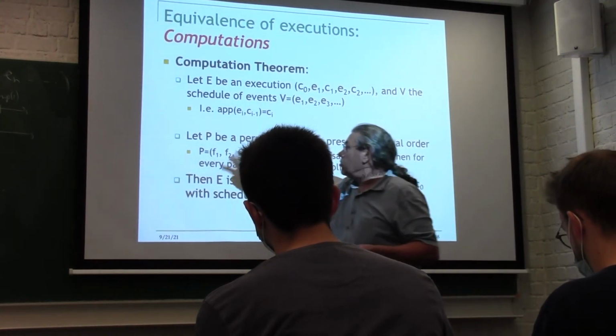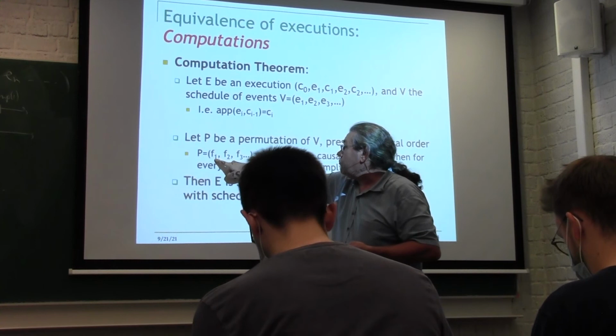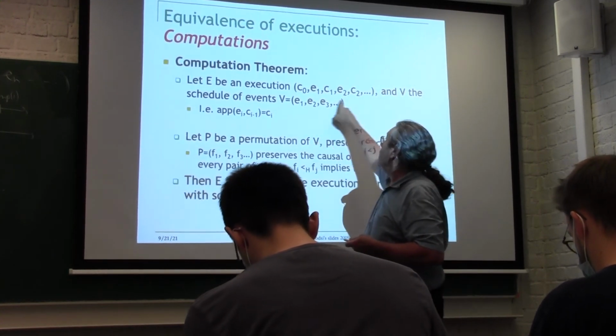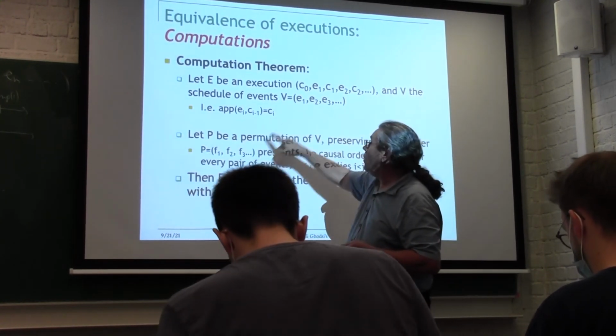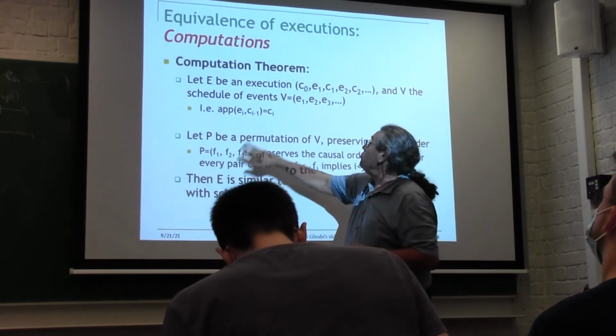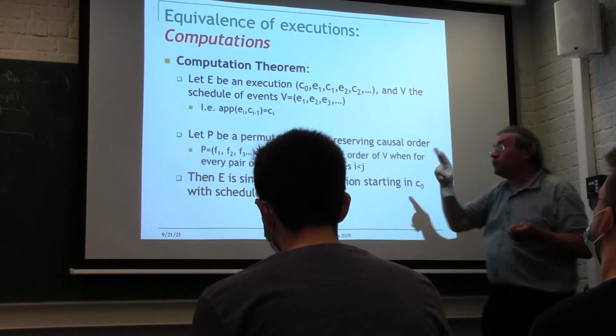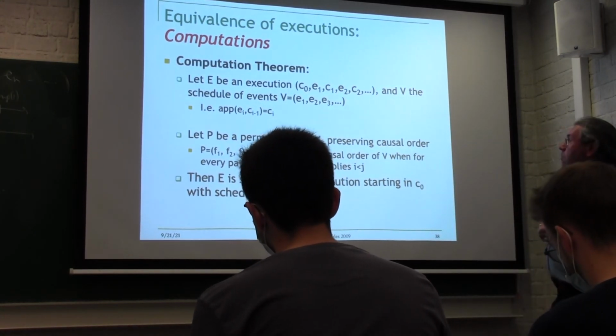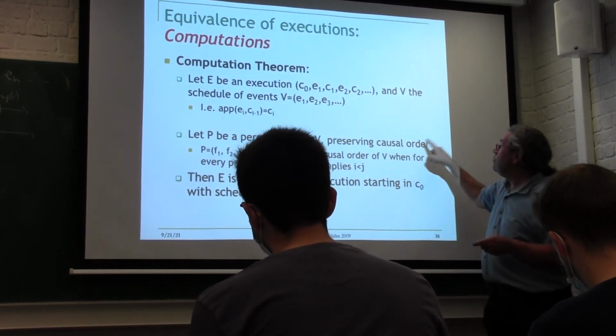Here we're permuting. So each of these F's, F1, F2, F3, is actually one of the E's. We don't know which one, it depends on the permutation. So F1 might be E3, F2 might be E1, and so on. It's the permutation. But the permutation preserves causal order.